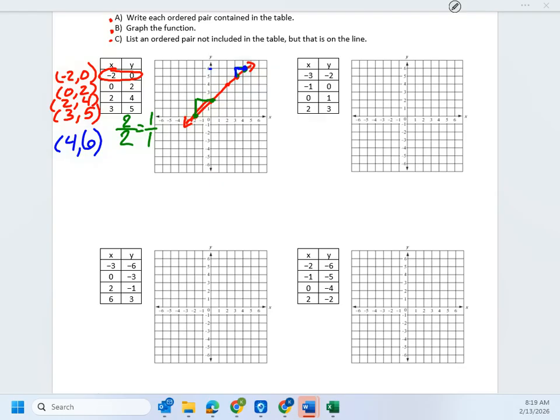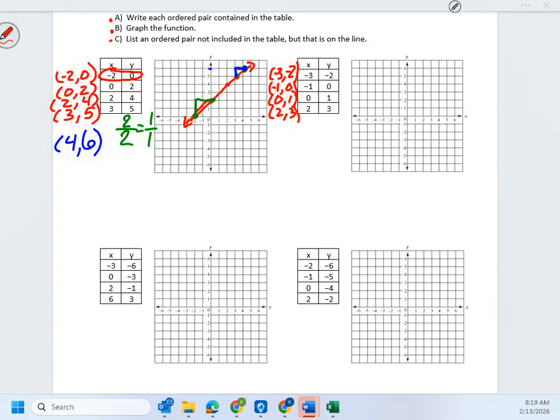Step 1 is to write your ordered pairs. -3, -2, -1, 0, 0, 1, 2, 3. Now, some people are saying, but do I really have to write the ordered pair? Because I can see what it is. Can't I just graph it? What did the directions say to do? Directions say, write each ordered pair contained in the table. Do the work. Show your work. So you're writing each ordered pair. B, we have to graph it.